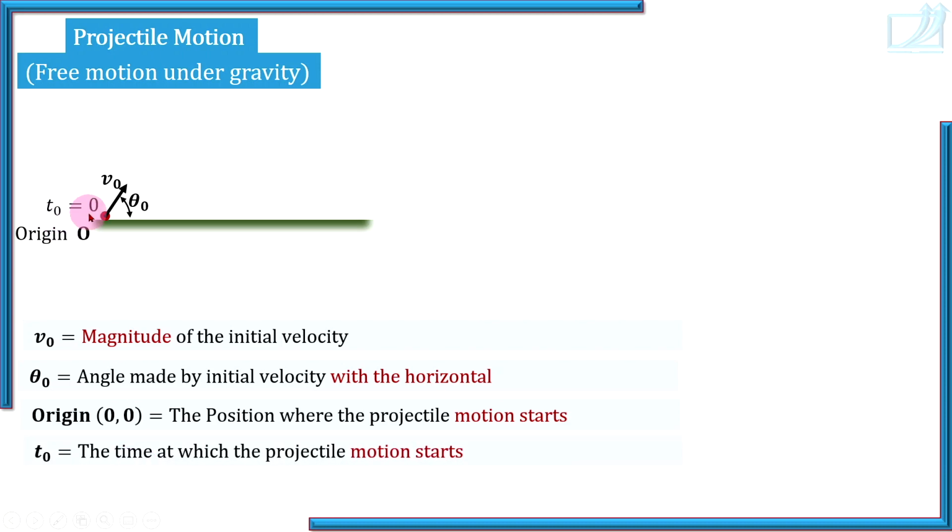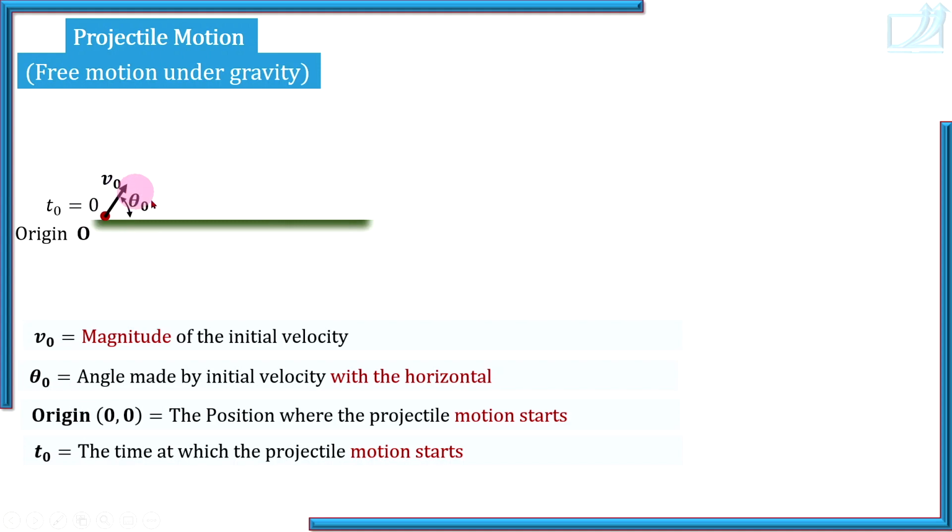Then t0 is the time at which projectile motion starts. That means at t equal to 0, when motion starts, the x coordinate is 0, the y coordinate is 0, and the initial velocity is v0 in magnitude, and direction rightwards and upwards at theta 0. Theta 0 is the angle made by the initial velocity with the horizontal.